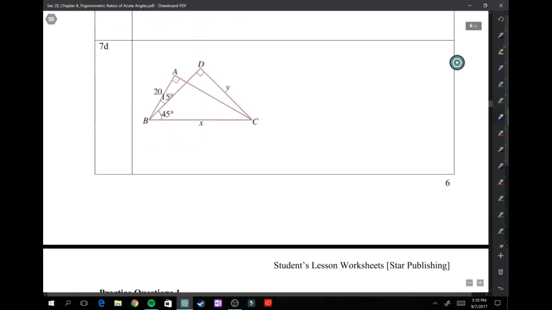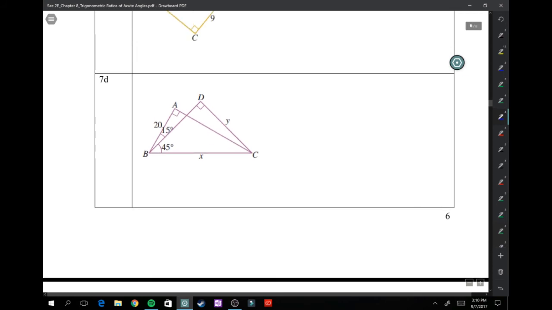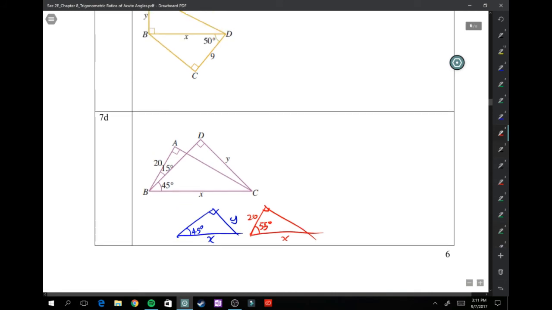If you cannot see this, just redraw the triangle first. We have one triangle here, then we have another one over here. Redraw them separately, it's fine. If I were you, I'd redraw the triangle here. This is the right angle, remember, x, y and 45 degrees. Now redraw the red one. The red one has x here, 20 here, and this is 55 degrees. And this is the right angle. So redraw the triangle, life will be much simpler.